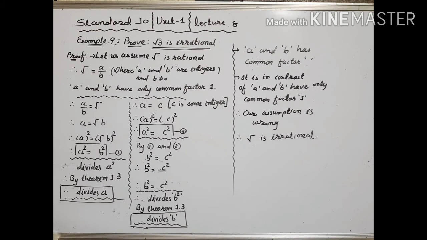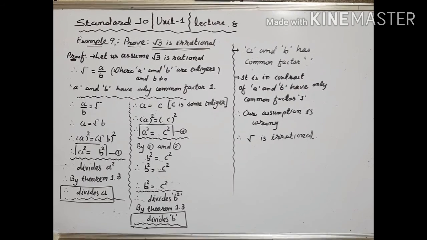Example number 9. Prove that root 3 is irrational. I have already kept whatever I have written in theorem 1.4 on the board as it is, because I will change the value of 2 with the value of 3. So wherever I have written 2, I will write 3. So here in the first line, I will write, let us assume root 3 is rational.